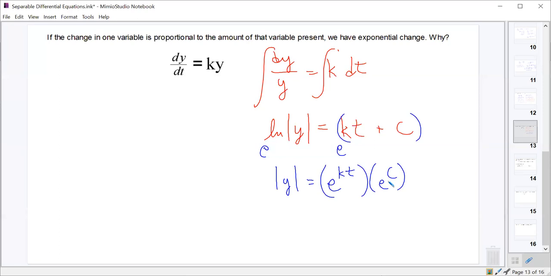Good. All right, so now this e to the c, this is just a constant, right? I'm going to call it equal to a for now, just so I don't have to write e to the c every time. So I'm going to get a e to the kt. And when I get this out of the absolute value, I normally put a plus or a minus over there, right?